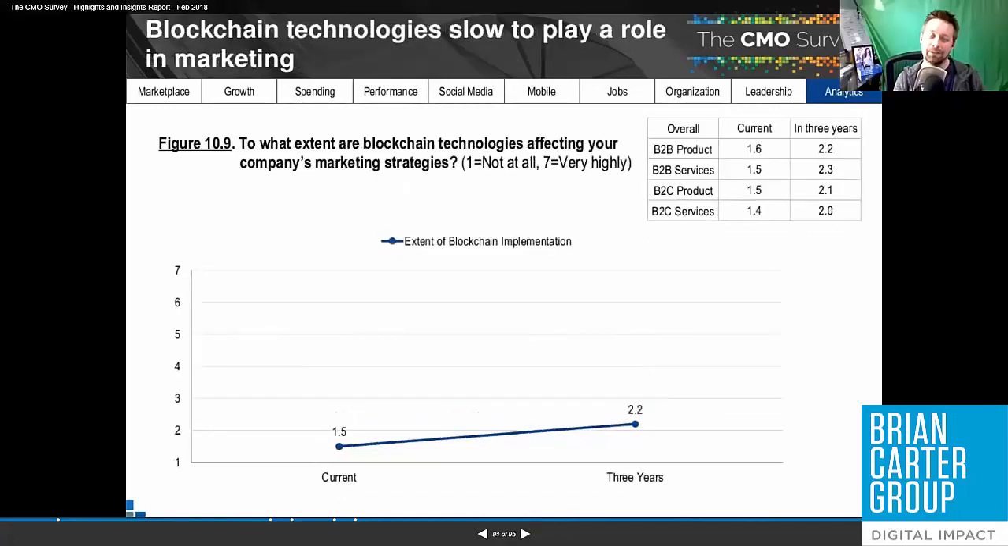Blockchain technology is slow to play a role in marketing. Most people are slow to even know what the heck that is. This must be a new question. Are you using blockchain? To what extent are they affecting your marketing strategies? You know, not very much.